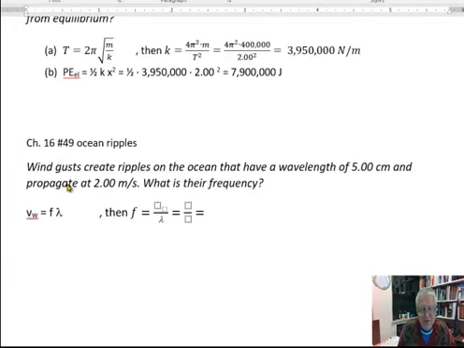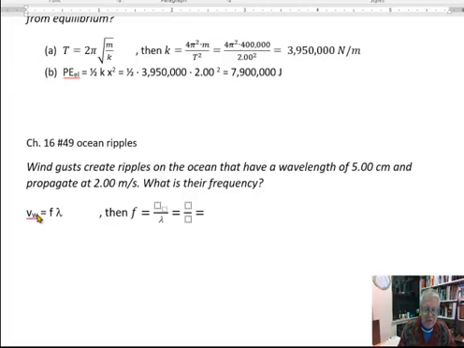So, ocean ripples. Wind gusts create ripples on the ocean that have a wavelength of 5 centimeters and propagate at 2 meters per second. What is the frequency? So this is the equation: wave velocity equals frequency times the wavelength lambda.